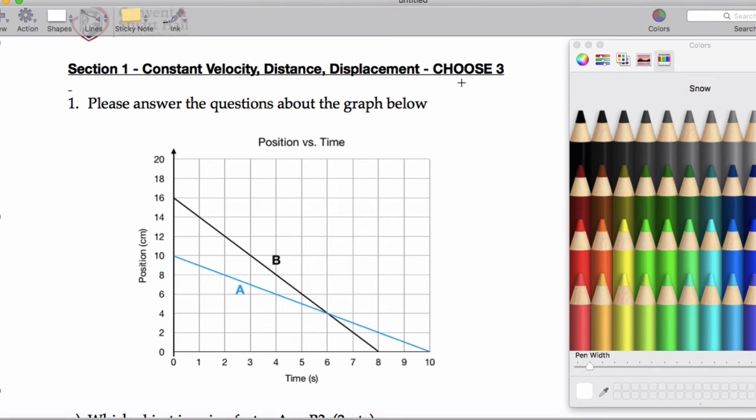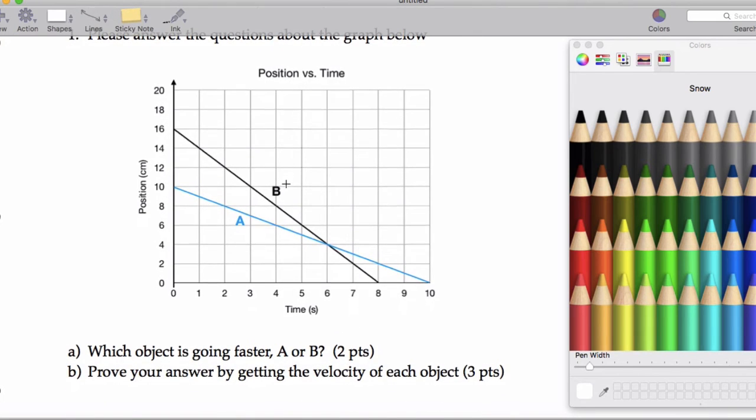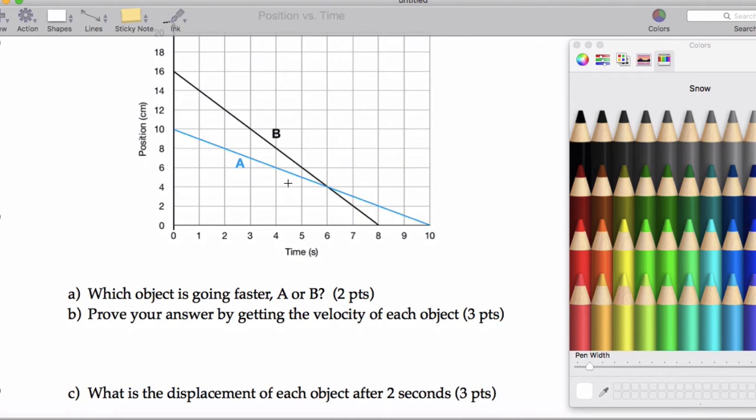And on your real test, I'm going to actually have you choose 3 of the 4 questions that I have here. So you'll have 4 questions, and you'll choose 3 of them. Each is worth 10 points. I'm just going to go ahead and solve that now.